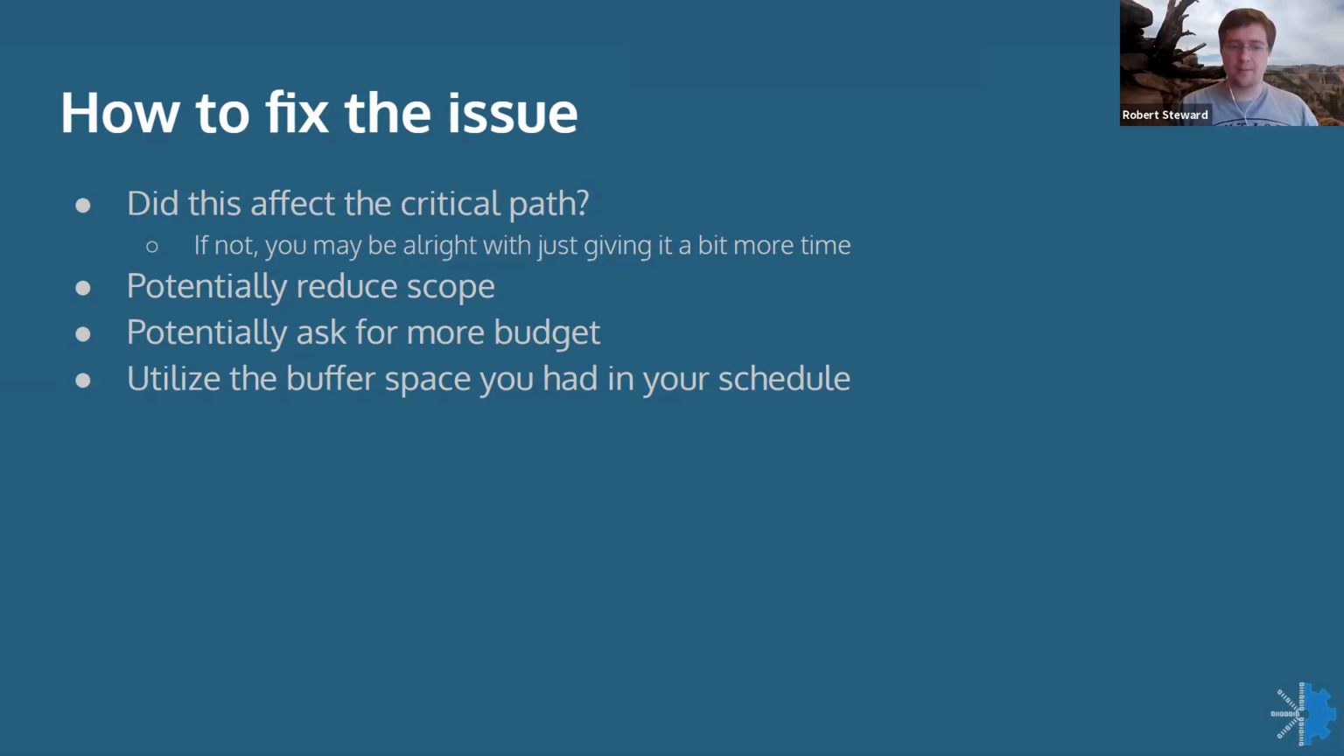But again, thinking about that triangle, you basically have two other things that you can do. Potentially reduce your scope, or potentially ask for more money. Obviously, each of those things help counteract that loss that you get within your triangle. And another key one is, as long as you've got that additional buffer space, you can utilize that to help prevent yourself from getting too far off your critical path on your project.